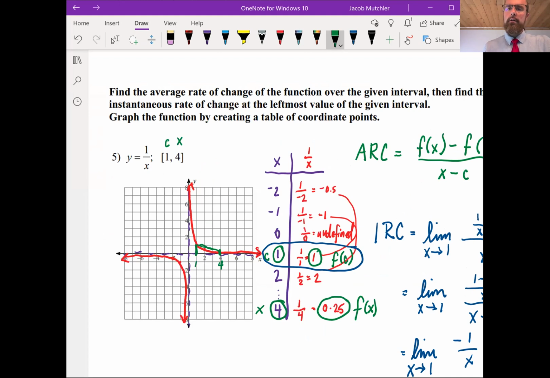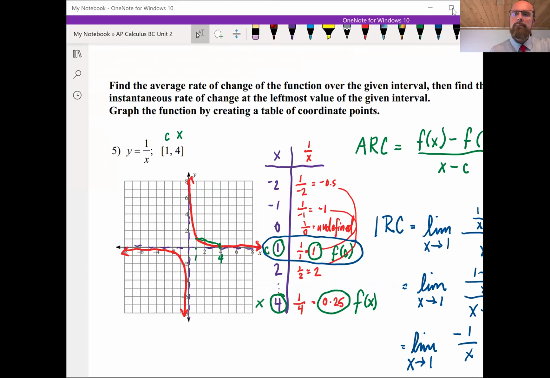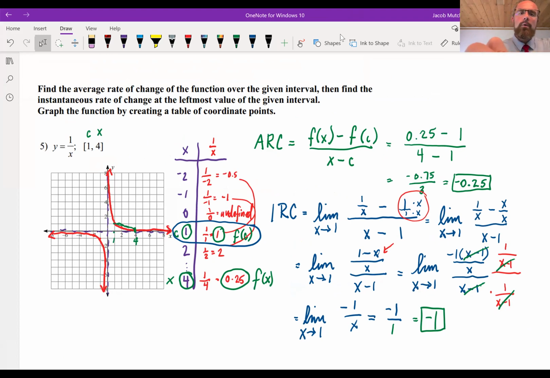Let's check on our graph, make sure that lines up geometrically. So if I look here at the x value of 1, what we're saying is the slope of the tangent line at that point should be negative 1. So definitely, if I were to sketch that in, that looks correct. So that is the slope of the tangent line at the x value of 1. The slope there is negative 1 on that rational parent function.